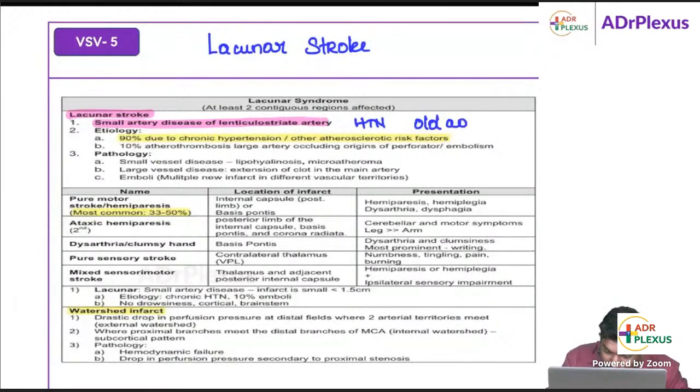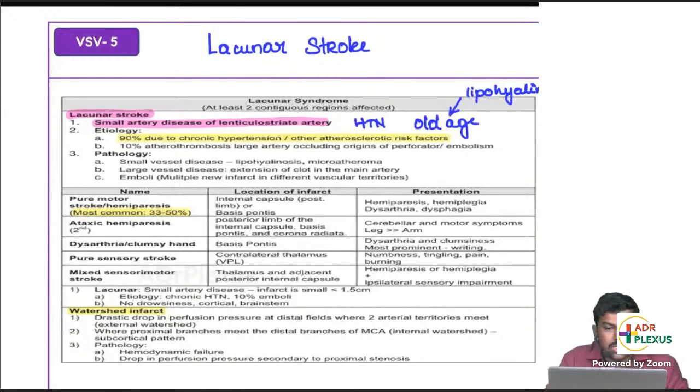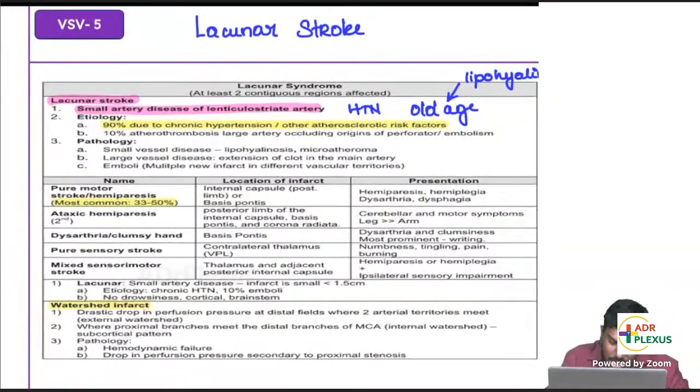What are the risk factors? It is lipohyalinosis, which involves very small arteries causing areas of infarct around 2 millimeters to 3 millimeters. Due to lipohyalinosis, it is divided as a pure motor stroke, which has a lesion in the internal capsule.